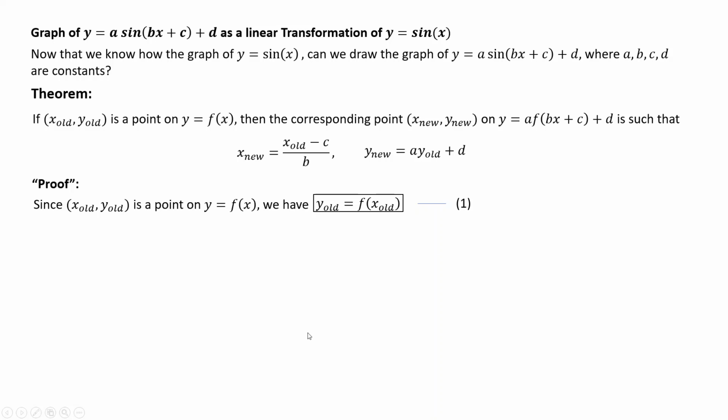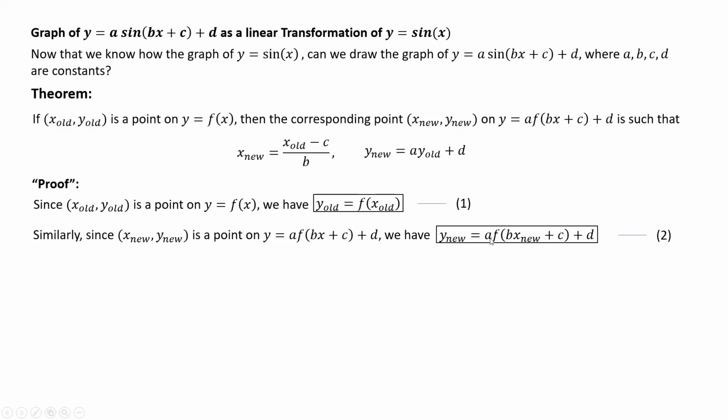Straightforward. Okay, if that is the case, are you telling me that if (x new, y new) is a point on y equals a times f of bx plus c plus d, we must have a similar situation? What do I mean by that? We should be able to replace y with y new and x with x new, and this equation should be true. Yeah, it should be true. So that means y new is equal to a times f of b x new plus c, plus d. All I did is go to this equation, replace y with y new and x with x new. So this must be true.